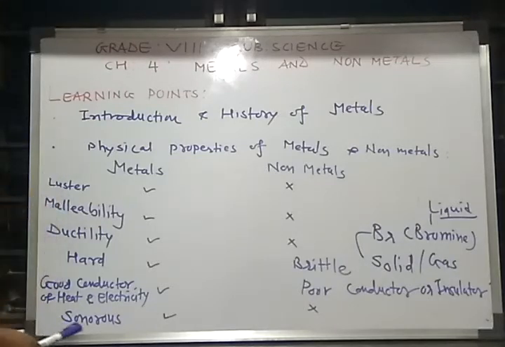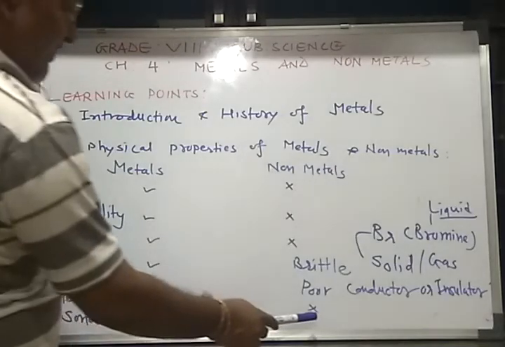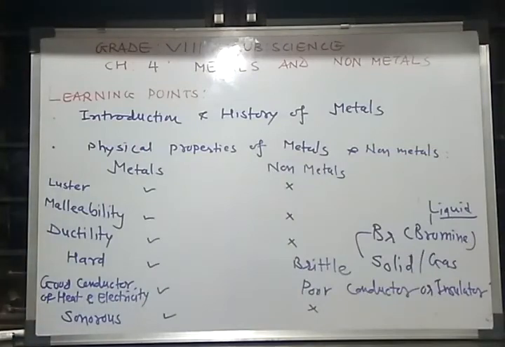All metals generally have the sonorous property. Sonorous means what? When you strike the metal, it produces sound. Bell ring, right? It has a sonorous property. In non-metals, we cannot find this sonorous property.